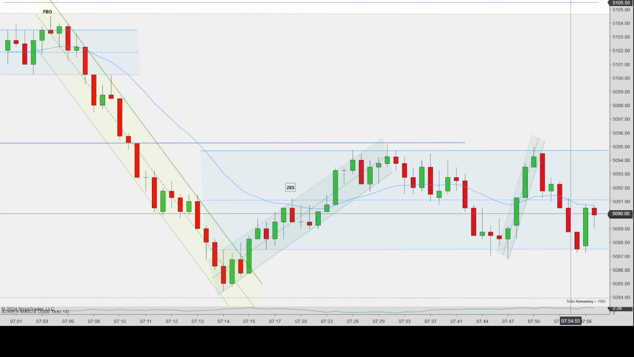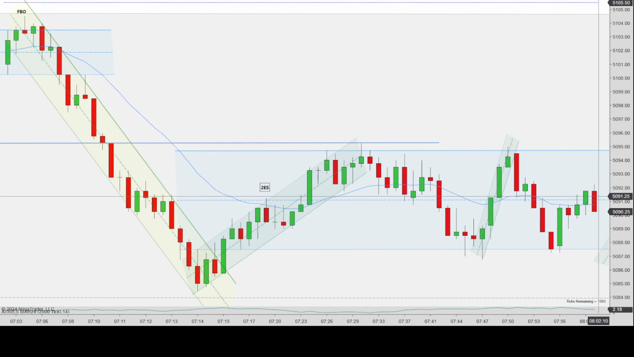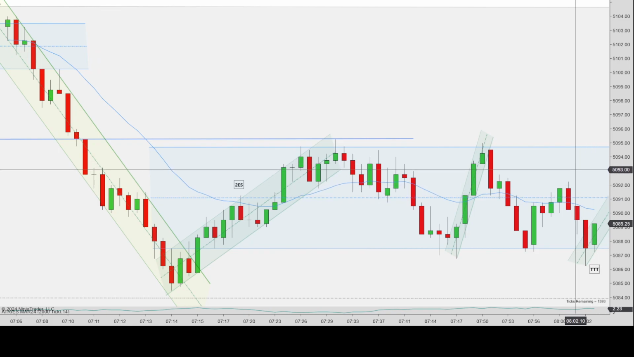I wasn't too sure when I saw this. Definitely hesitated when I saw this. I'm just wondering if it's losing steam. This wasn't that convincing either. And then here just felt the trade was too late. This is also where I do take my second trade, and it actually ended up being green.